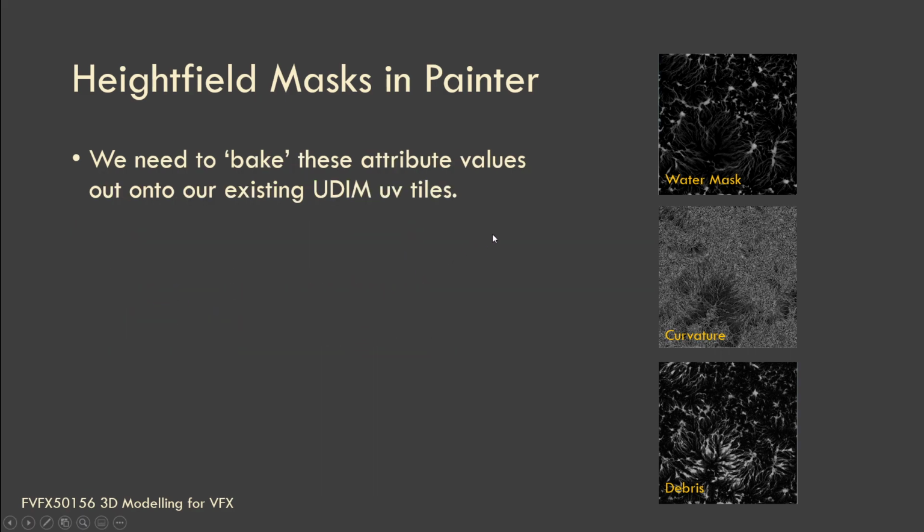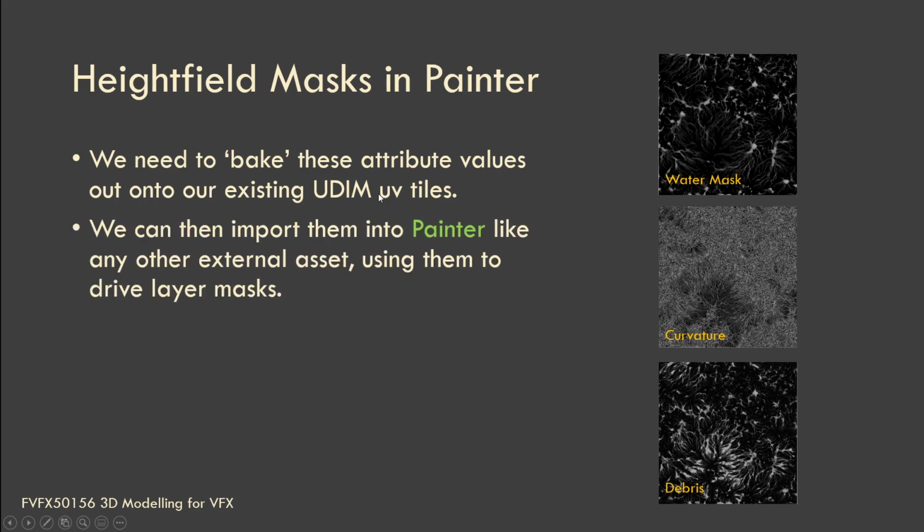Okay. So the way we're going to do it, we need to bake these attribute values, and that's all they are at the moment. These are just attribute values, with 1 being white and obviously 0 being black. We need to get this attribute value and bake it out into some texture maps that Substance Painter will understand. We can do that using our existing UV coordinates and UDIM tiles. Then, just like any other external asset, we can bring them into Substance Painter to drive masks and drive blending and all that good stuff that we've been looking at.